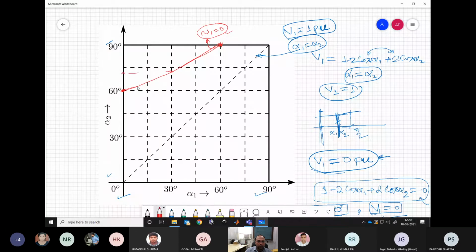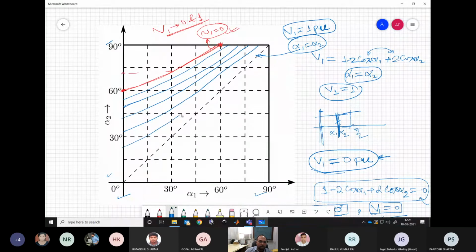So which means we are getting a family of points, which means a curve for a particular value of V1. So similarly, for any V1, let us say between 0 and 1, if we have to obtain it, it will be a set of points lying on a curve. So all these curves will give you the same value of V1, finally reaching V equal to 1.